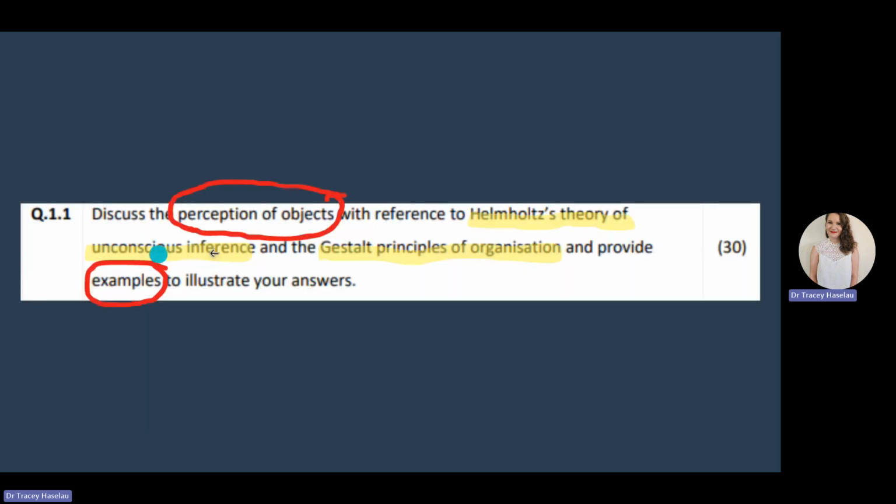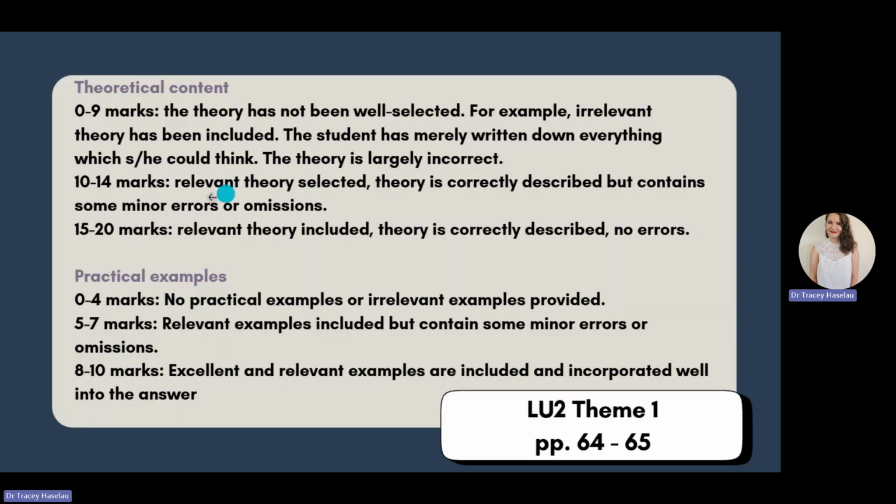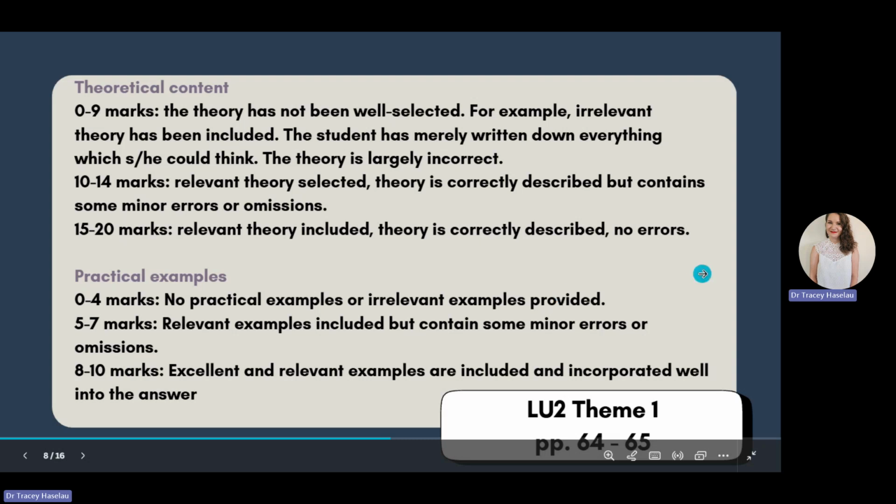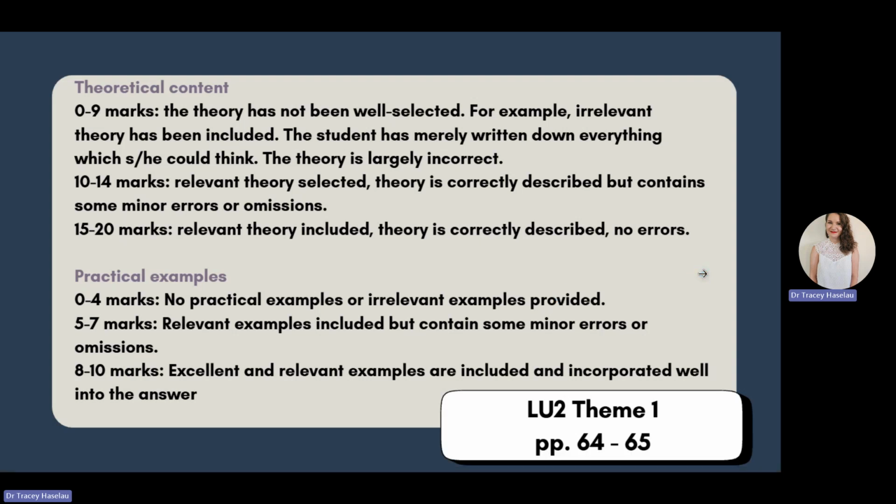See, I told you. Let's go back. 10 marks for this theory, 10 marks for that theory. Okay, comes to 20 marks. And then 10 marks for your practical examples. So you would get very few marks for theoretical content if you don't talk about the correct theory. So if you just happen to write down everything that you know about perception of objects and you're not actually talking to a particular theory, you're not going to get more than 9 marks. Okay, that's not even a pass for that question. You need to be able to correctly talk about the theory.